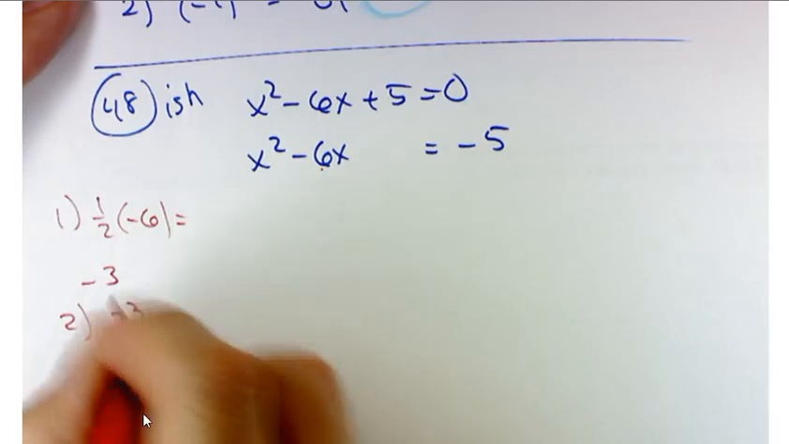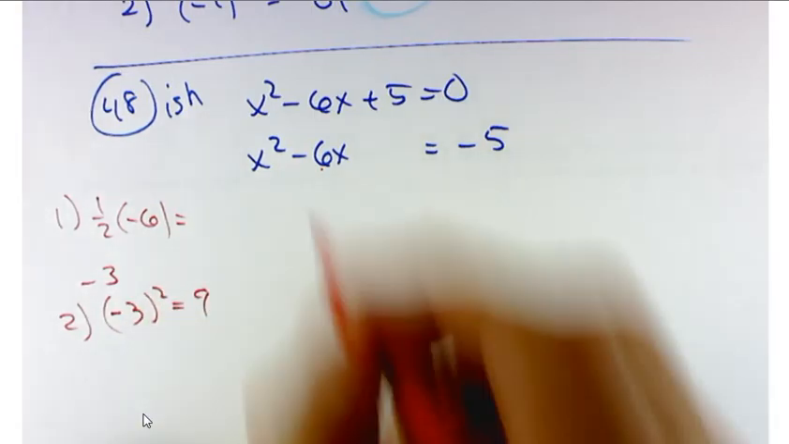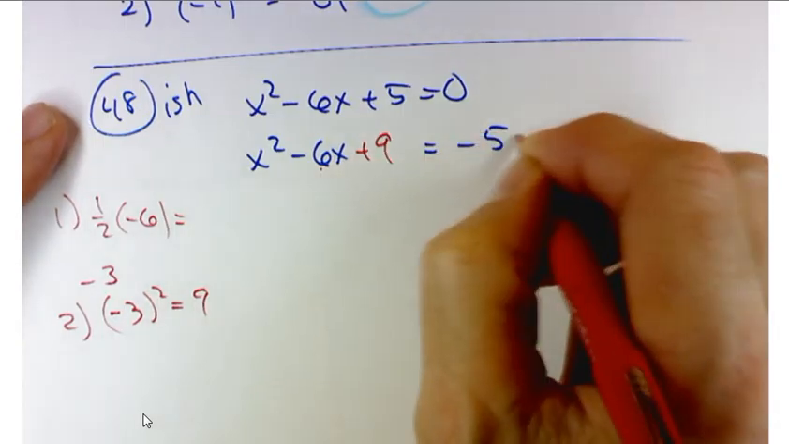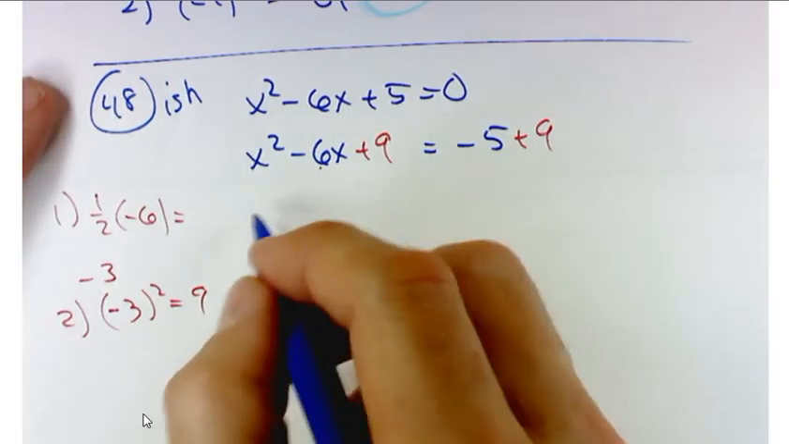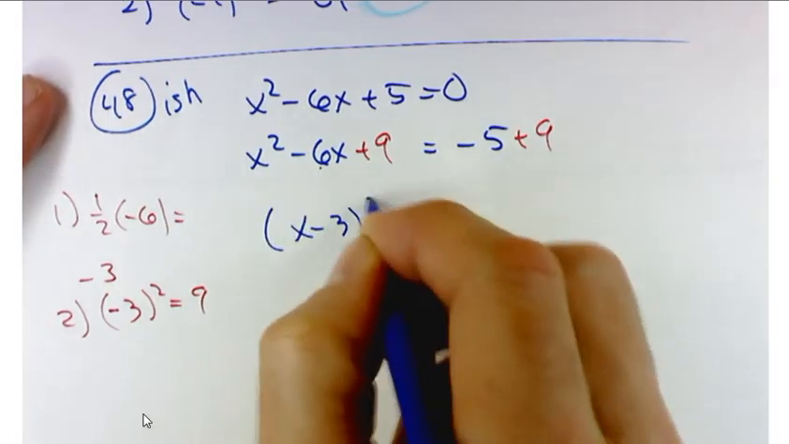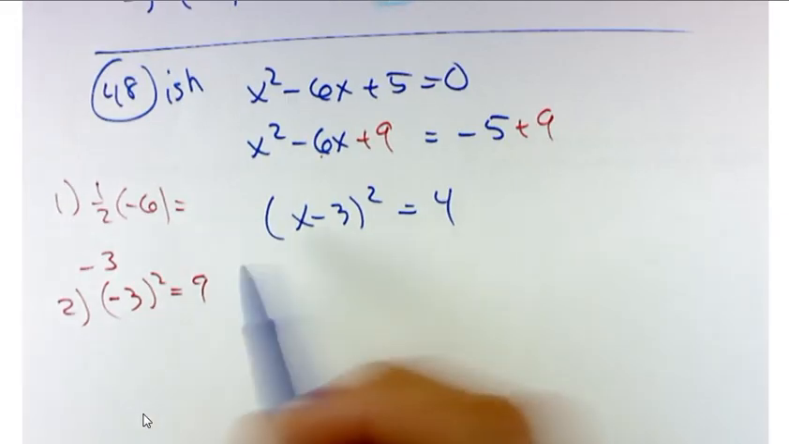-3 squared is 9. So what if I added 9 to both sides? Plus 9 here and plus 9 here. The left-hand side is a perfect square. It's x minus 3 squared. The right-hand side is a 4. Okay. Now what can I use to solve this?